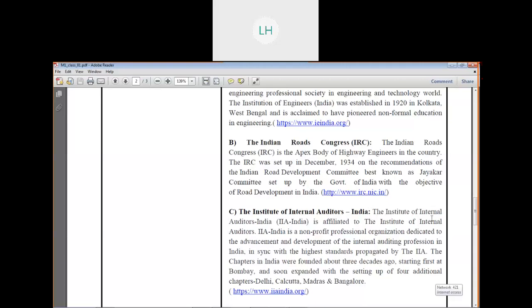So the Institute of Internal Auditors India, in short IIA India, is affiliated to the Institute of Internal Auditors. It is a non-profit professional organization dedicated to the enhancement and development of the internal auditing profession in India. It is also synced with the highest standards propagated by the IIA. The chapters in India were founded about three decades ago.